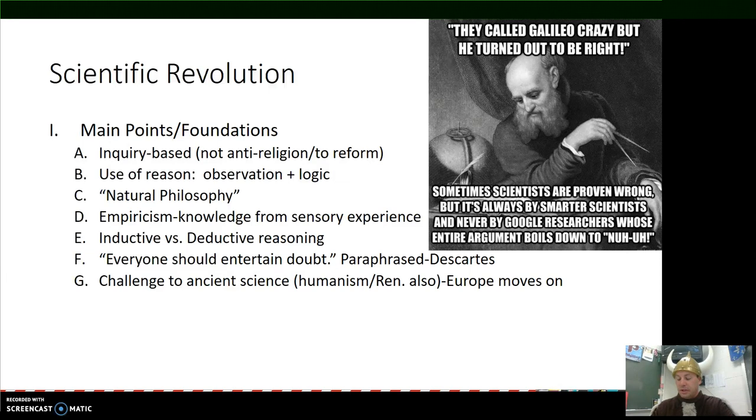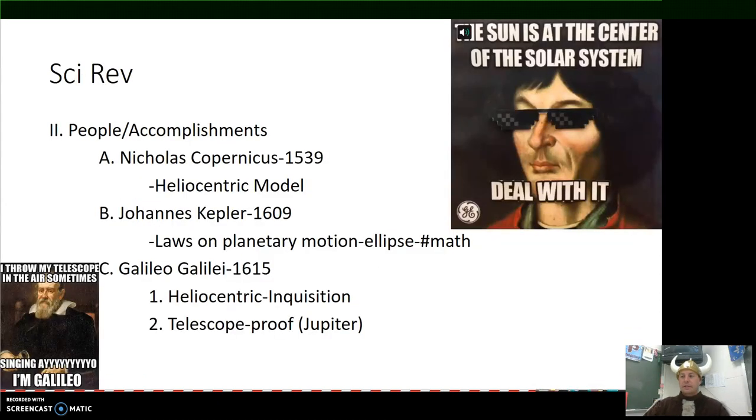That includes humanism during that time period, and really this is where we see Europe surpassing the knowledge that had been set up before. Europe is going beyond just simply building off of the knowledge of the classics. And we're going to take a look at some of these guys here today.